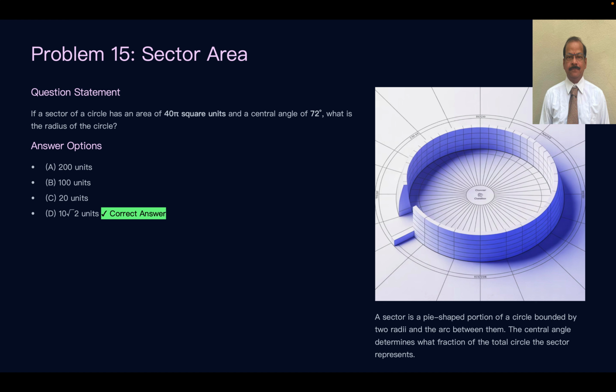Here the answer is given as 10 root 2, but how? That we have to check. What is the sector angle? Sector angle is 72 degrees. A sector is a pie-shaped portion of a circle bounded by two radii and the arc between them. The central angle determines what fraction of the total circle the sector represents.